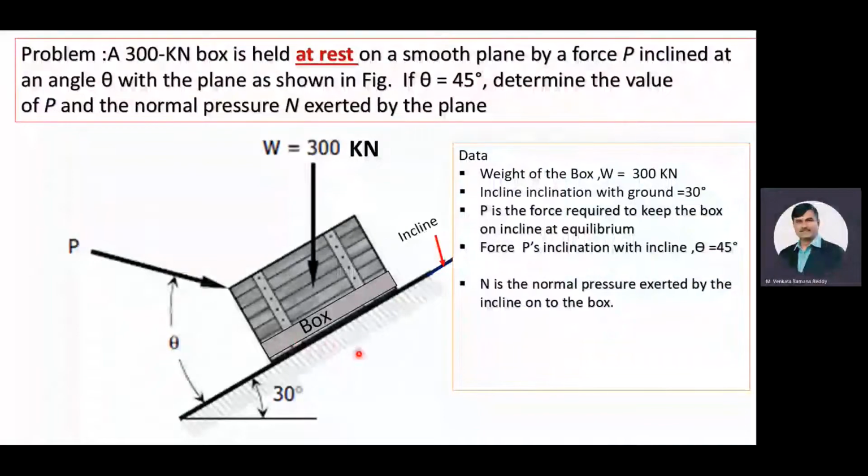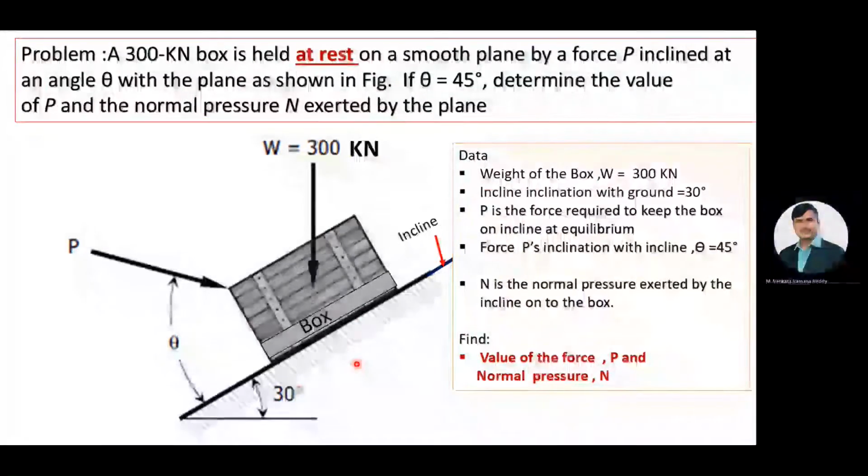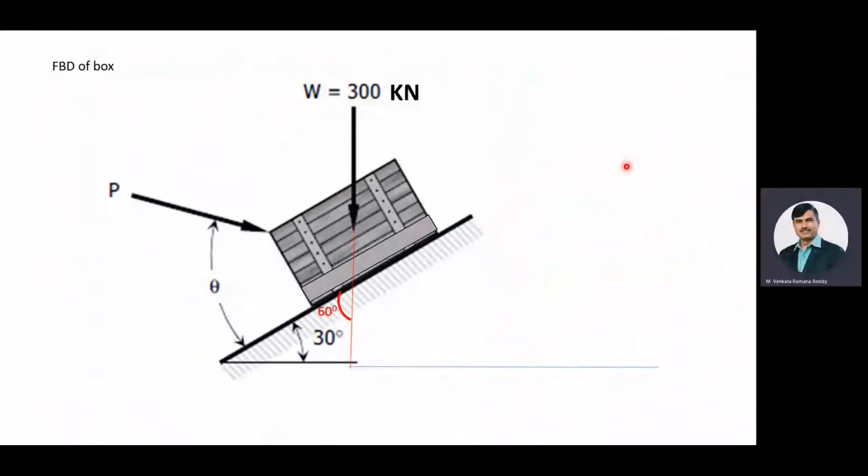N is the normal pressure exerted by the incline onto the box. Our objective is we need to find the value of the force P and N, that is, the normal pressure exerted by the incline onto the box. Now we will draw the free body diagram for this box.